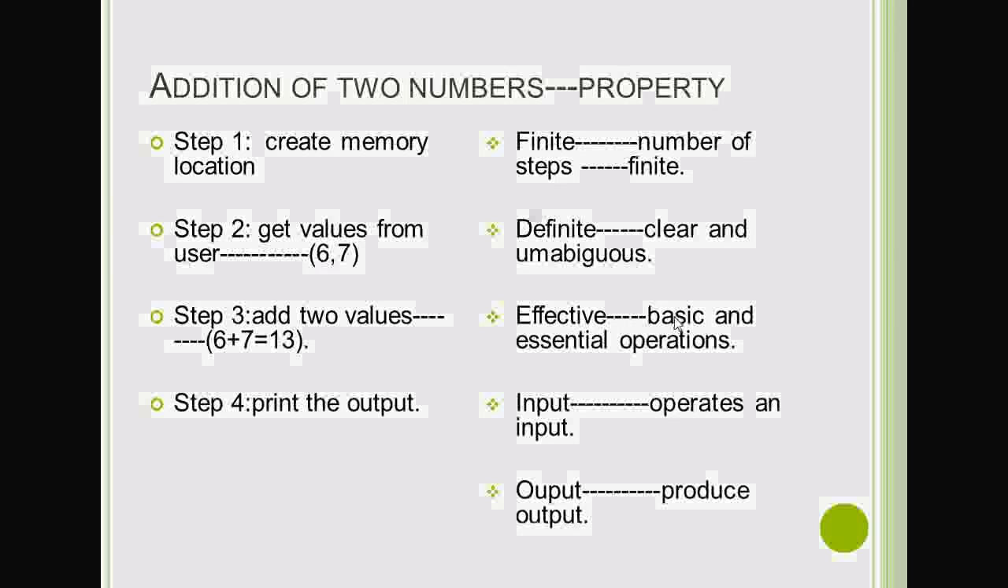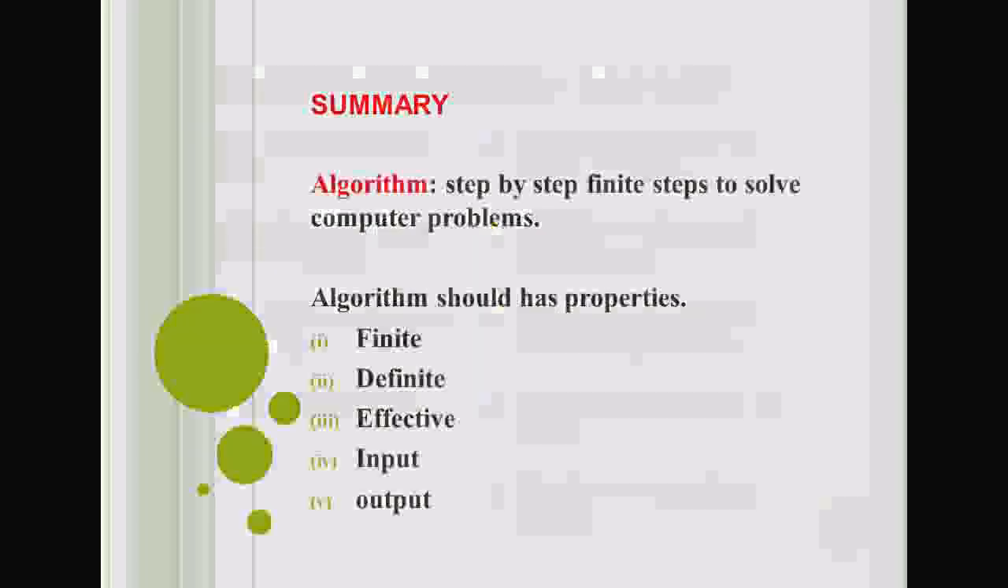And then effective. Only basic and essential operations and mathematical calculations should be used. Yes, we have used only one operation at each step, and that too is needed for our process. So that criterion is also fulfilled. And then input. Yes, we know what input we are going to give in this algorithm. That is two integer inputs. What is the output? The addition of the two numbers is the output. So addition of two numbers holds all the properties of an algorithm.